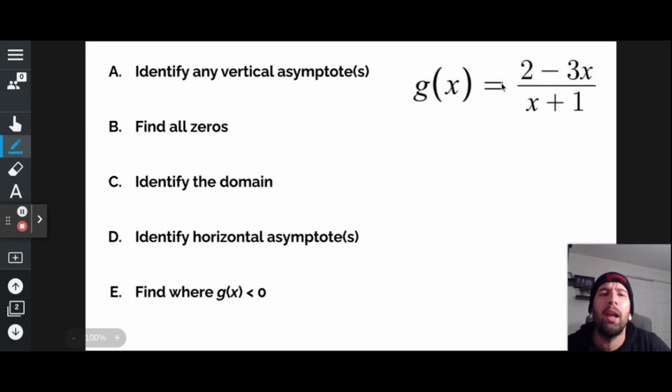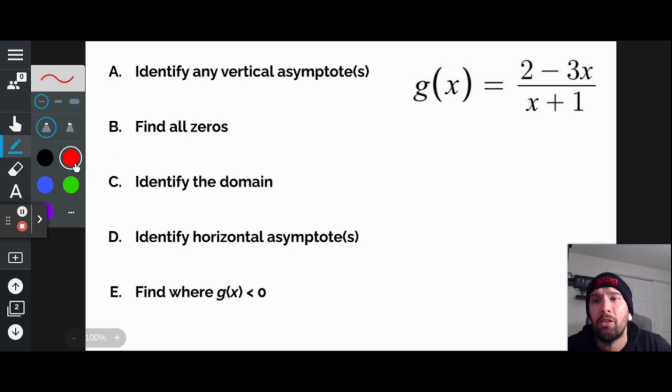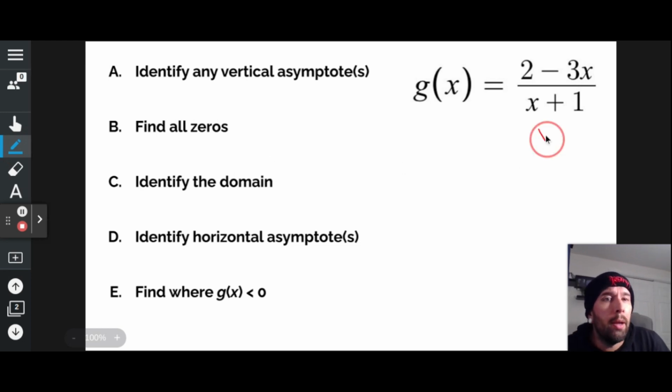So right off the bat, I'm giving you a rational, and that's what most of this is about, rational functions. Degree on top is 1, degree on the bottom is 1. My job is to identify vertical asymptotes, zeros, domain, horizontal asymptotes, and then find out where this is negative. So vertical asymptotes exist where the denominator is equal to 0. Well, the denominator is equal to 0 when x is negative 1.